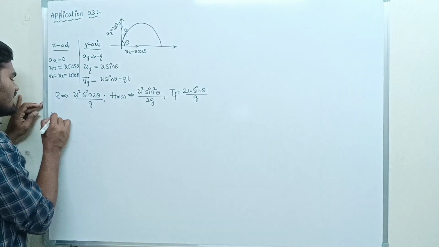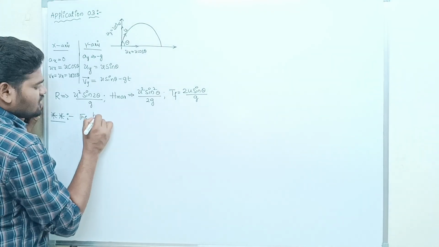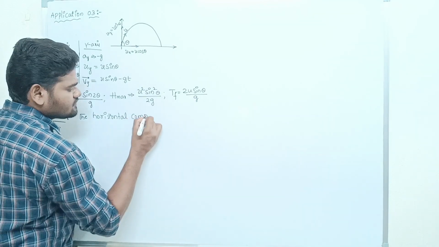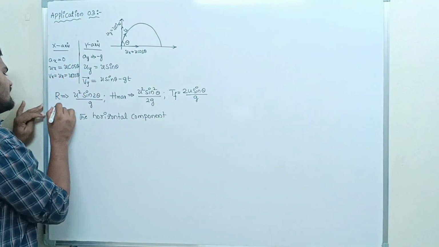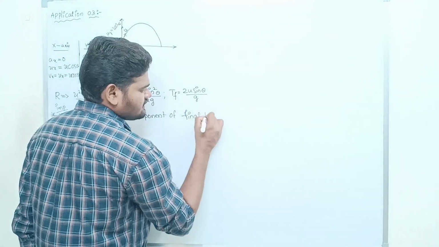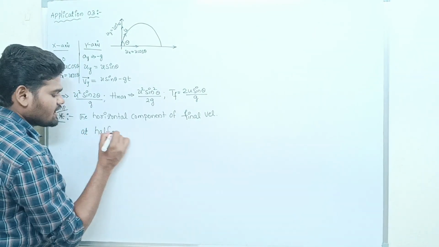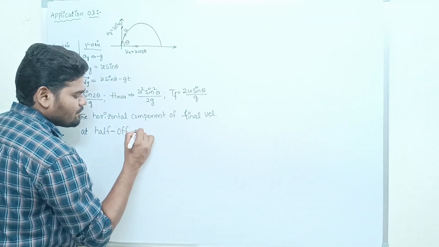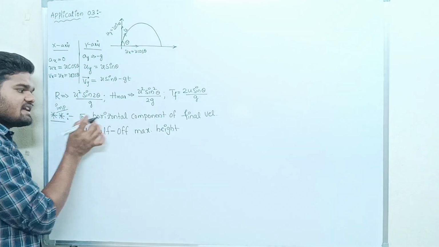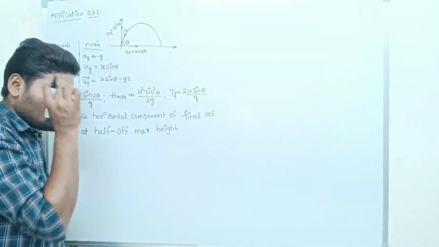So the application is, have a look, the horizontal component of the final velocity at half of maximum height. This is an important one. So what is that one? The horizontal component of final velocity at half of maximum height.